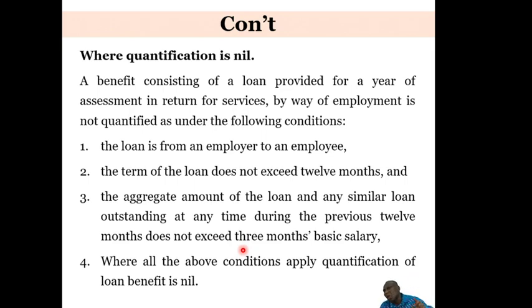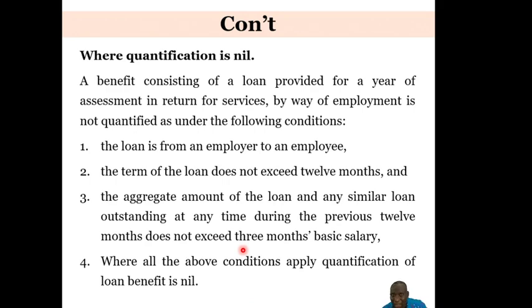Number one, the loan must be from the employer to the employee. Number two, the term of the loan does not exceed 12 months. So if I'm giving a loan and the term of the loan does not exceed 12 months, I should be thinking of nil quantification. And number three, the aggregate amount of the loan and any similar loan outstanding at any time during the previous 12 months does not exceed 3 months of your basic salary. Under these conditions, there will be no quantification. And all these three conditions must be satisfied concurrently, that is, at the same time. If you satisfy one and leave the other, there will be quantification.